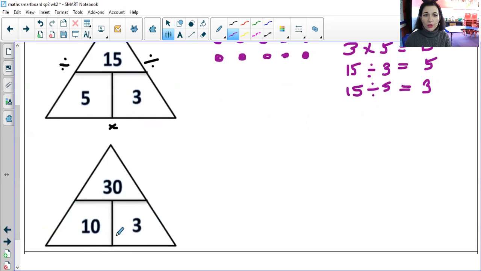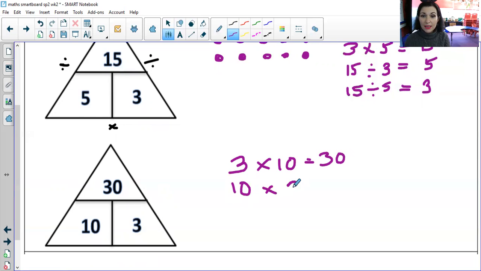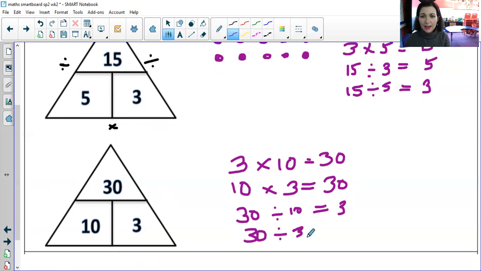Here we go. Now, I'm not going to draw an array for this one, because otherwise I would be here all day, okay? But I'm sure that you managed that very well. So 3 multiplied by 10 is 30. And 10 multiplied by 3, so 3 groups of 10 is 30. And 30 divided by 10 is 3. And 30 divided by 3 is 10. There we go.